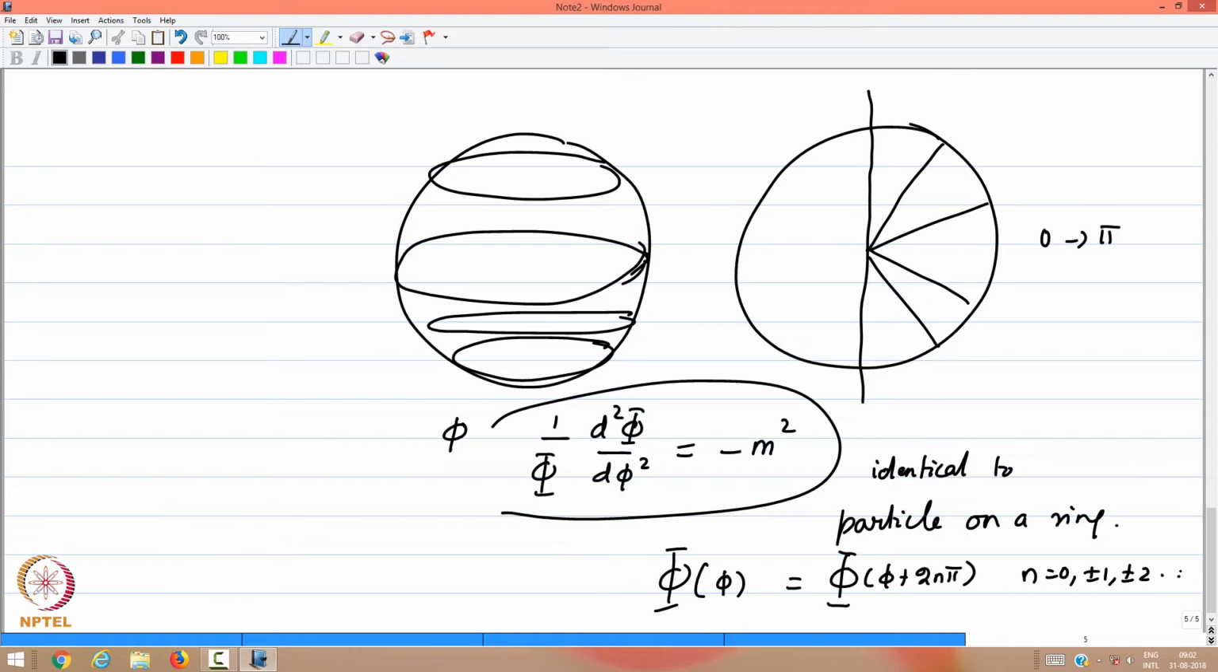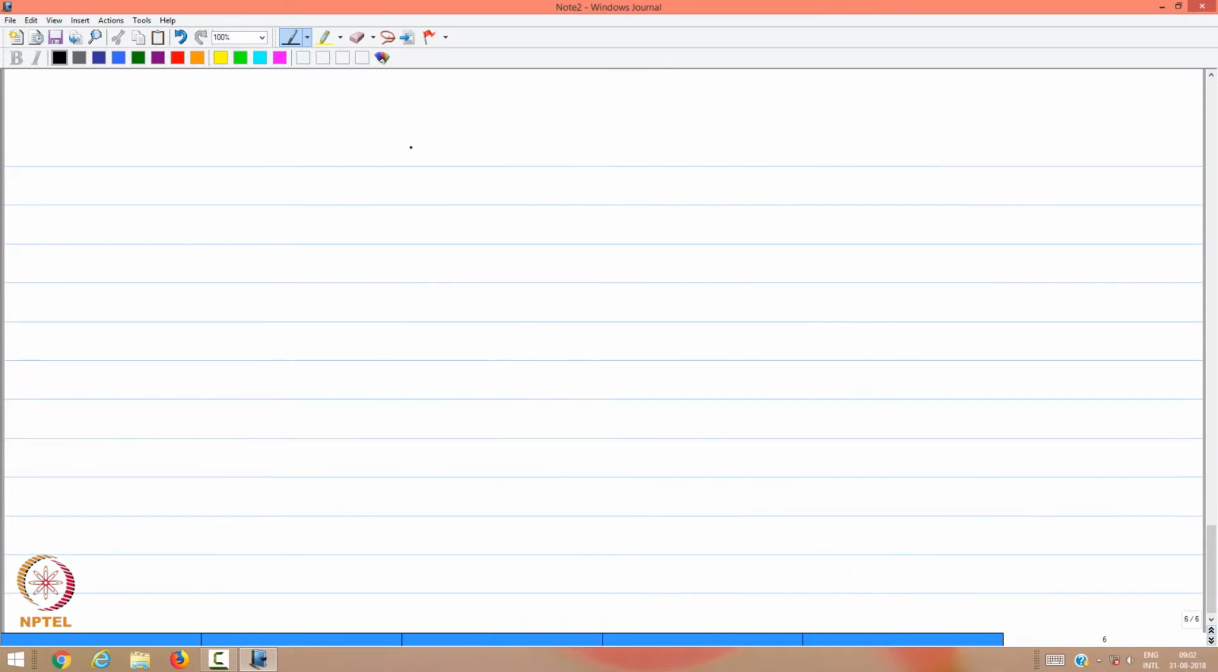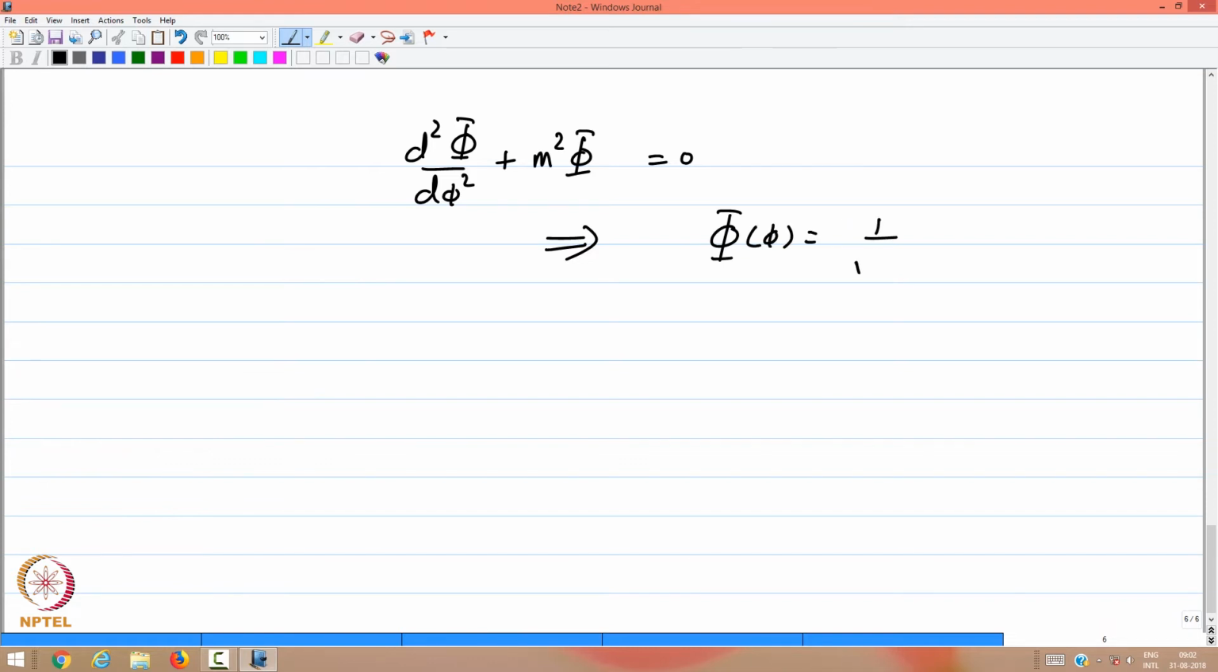Okay. Therefore, the solution to the phi equation is immediate, namely d square phi by d phi square plus m square phi is equal to 0 will give you, from the particle in a ring solution, if you recall, the eigenfunctions of phi to be phi of phi as 1 by root 2 pi e to the i m phi, where m is now 0, plus minus 1, plus minus 2, and so on. Therefore, m has to be an integer.